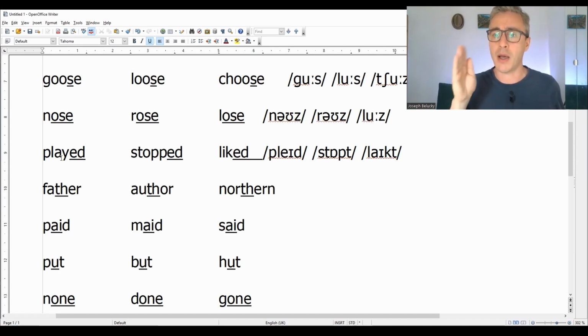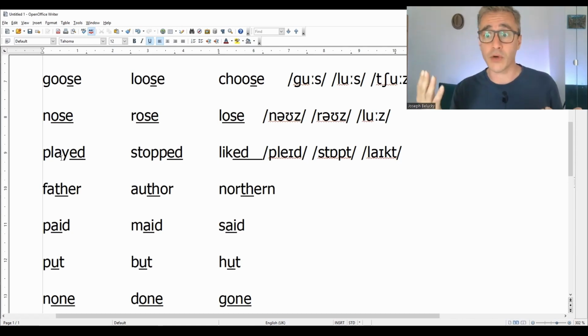Stop, P, which comes from the lips. There's no vibration. So we want to use another unvoiced sound, which is the T. In fact, the T and the D, same mouth position, just one is voiced, the D, and one is not voiced, the T. So this becomes stopped.